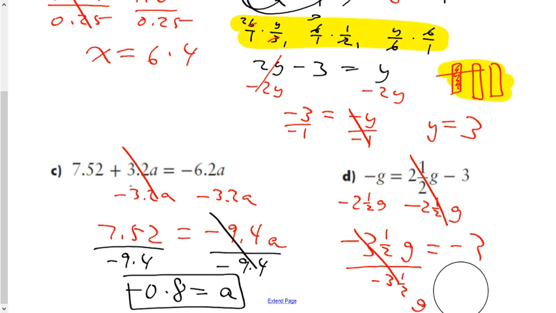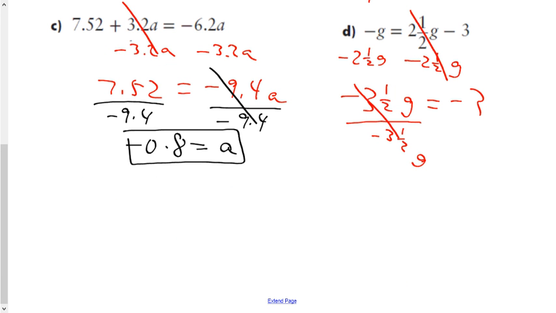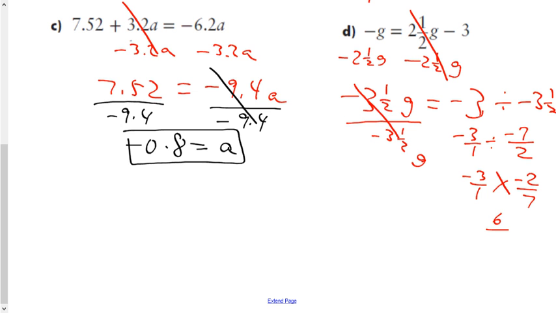Negative 3. I better give myself a little bit more workspace here. Negative 3 divided by negative 3.5 will be negative 3 over 1 divided by, this is going to become negative 7 over 2. That's negative 3.5. It's going to be negative 3 multiplied by the reciprocal of that, which is going to be equal to positive 6/7. I mean, it's not terribly difficult. But g is equal to positive 6/7.